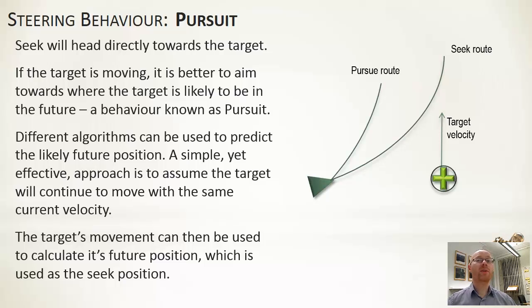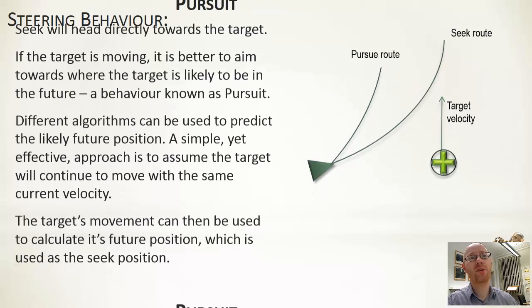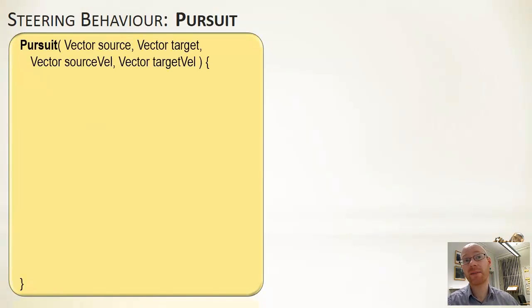By way of a fragment of code, it's not horrendously complicated, it's reasonably straightforward. We take in our source vector, where we're at, our target vector, where we want to get to, or what we're chasing after rather. The velocity, we'll need to know what speed we're moving at, and the target velocity, we also need to know what speed the other thing is moving at. And we want to output from this an acceleration that will head towards or pursue the target.